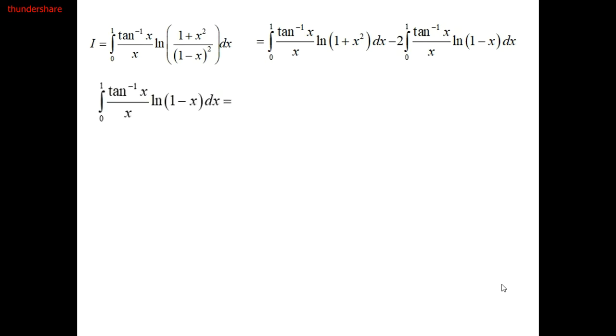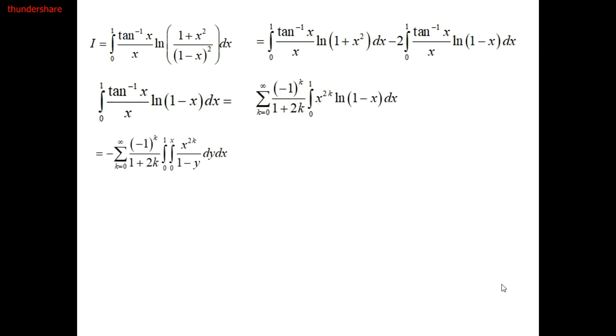Of course, we can use series properties to solve this problem. And tan^-1(x) is the same as the sum from k equals 0 to infinity of (-1)^k divided by (1+2k) times x^(2k+1). Since we are dividing by x, it will equal x^(2k), and we can use a double integral to solve such a problem.